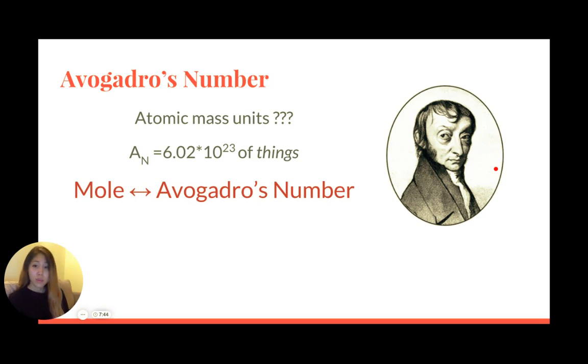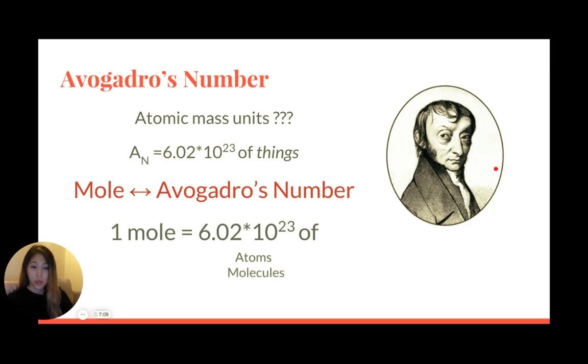He then created a link between mole, something that is also very abstract. There's no way you can measure a mole, but although you can't physically measure it, as long as you can calculate the link between mole and Avogadro's number, you will be able to quantify something. So in this case, 1 mole is equivalent to 6.02 times 10 to the 23. This could be of things like atoms, molecules, or particles.